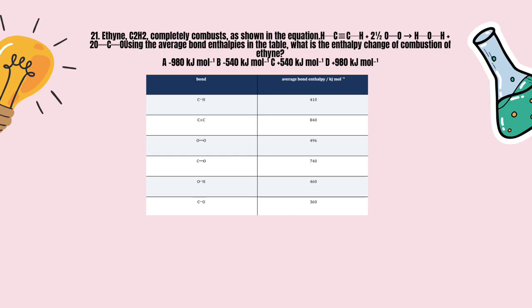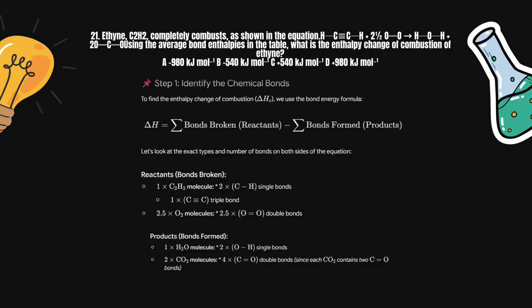Next is question number 21. Ethyne, C2H2, completely combusts based on the equation. Using the bond enthalpies in the table, let's find the total enthalpy change of combustion. Let's break it down. Step 1, count the bonds. To find delta H, we use bonds broken minus bonds formed. In the reactants, we break 2 C-H bonds, 1 C triple bond C, and 2.5 O=O bonds. In the products, we form 2 O-H bonds and 4 C=O bonds.